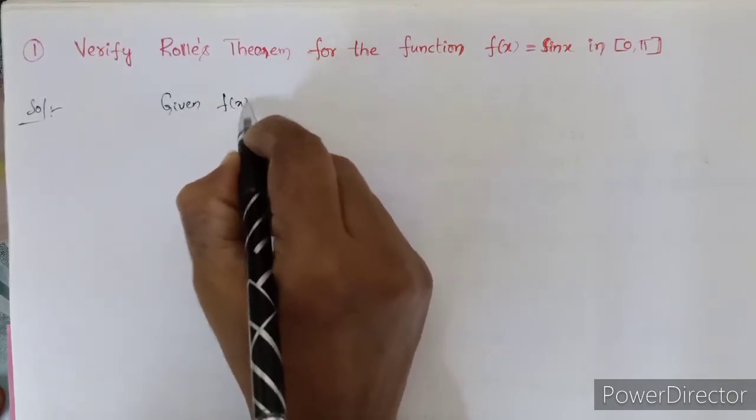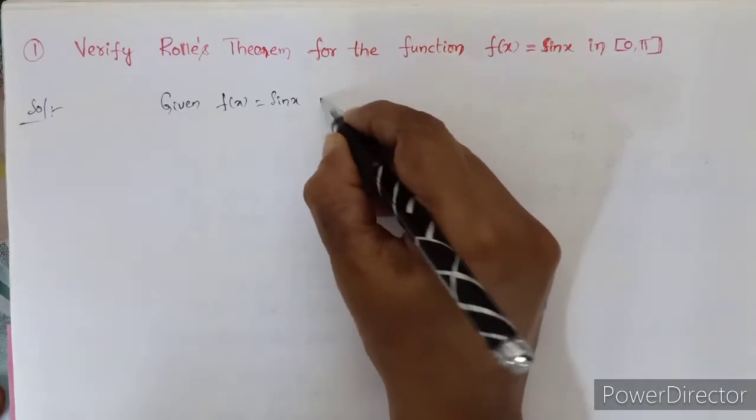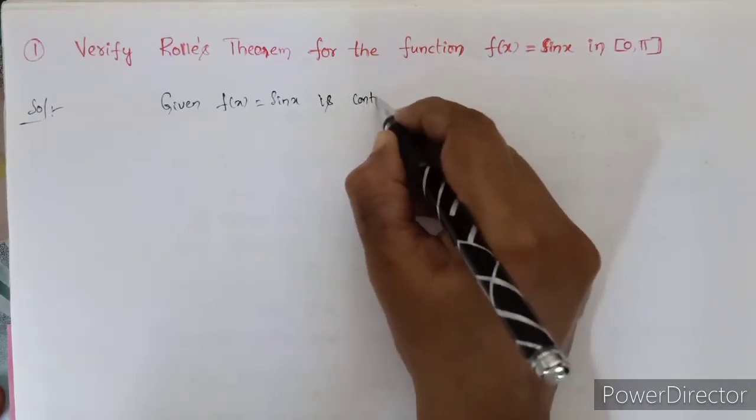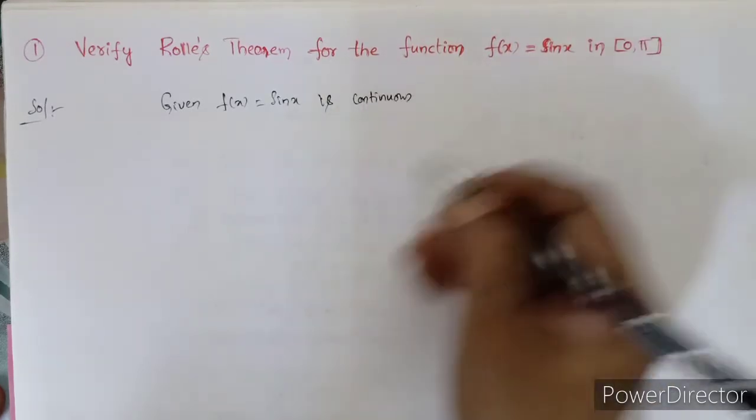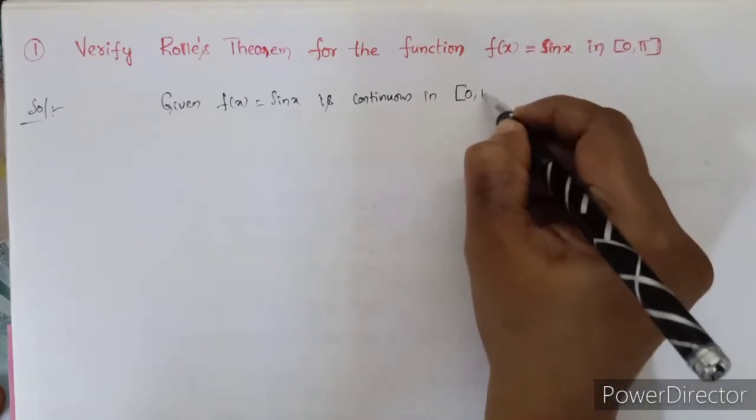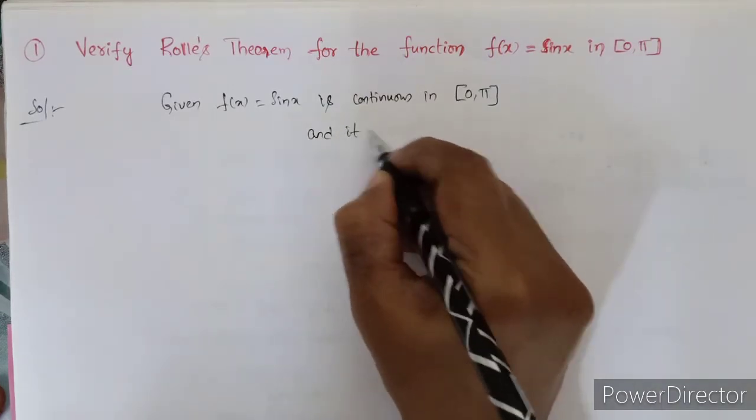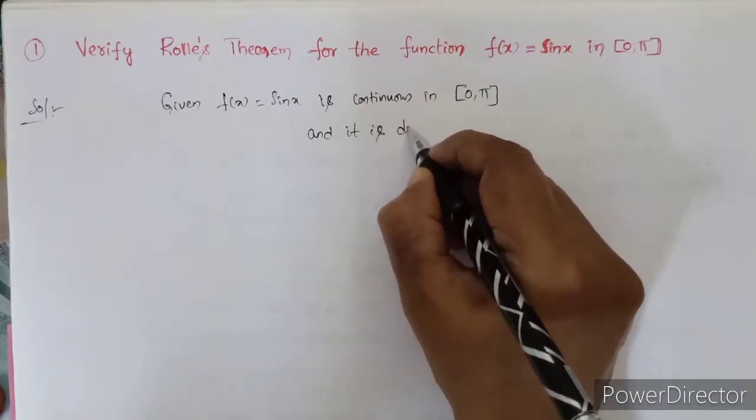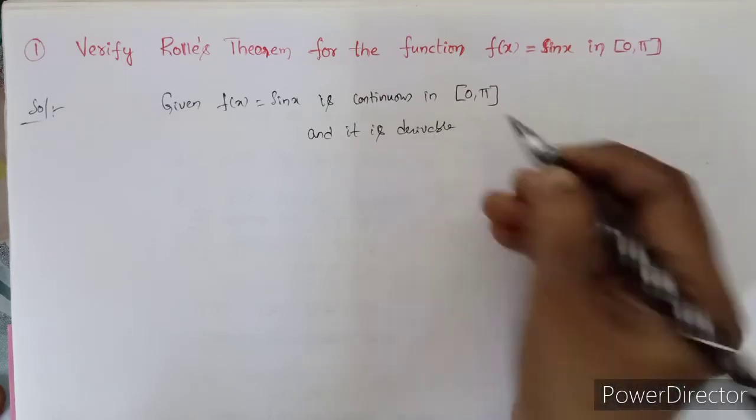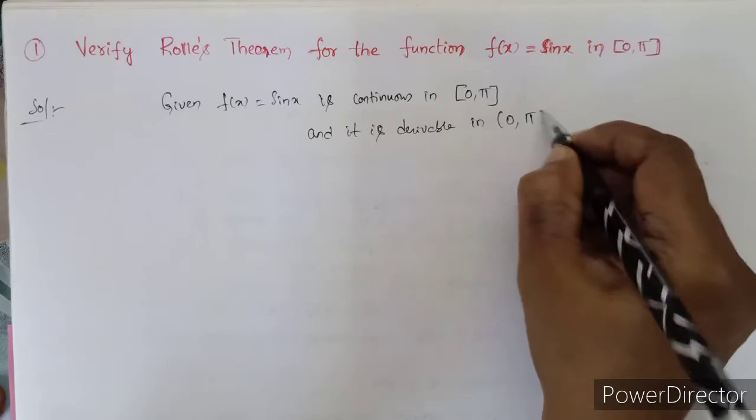f of x equal to sine x. Obviously sine x is continuous. In the chapter continuity we have seen it is continuous in the closed interval 0 to pi. And it is derivable also. f dash x exists. And it is derivable in the open interval 0 to pi.